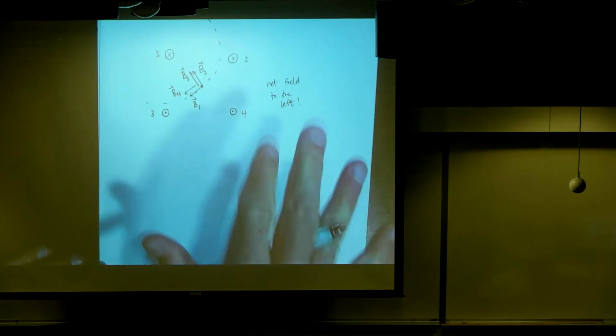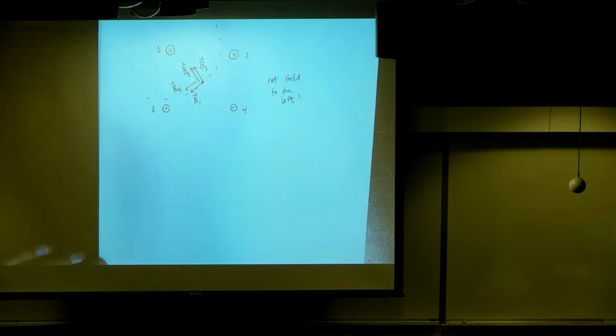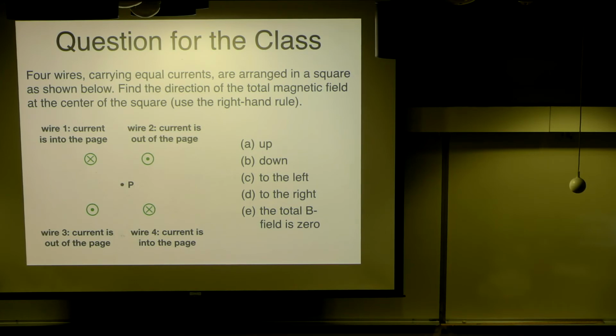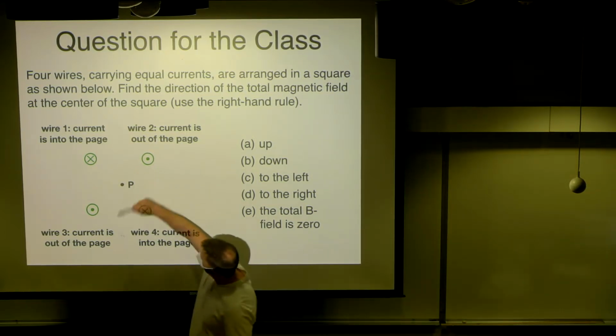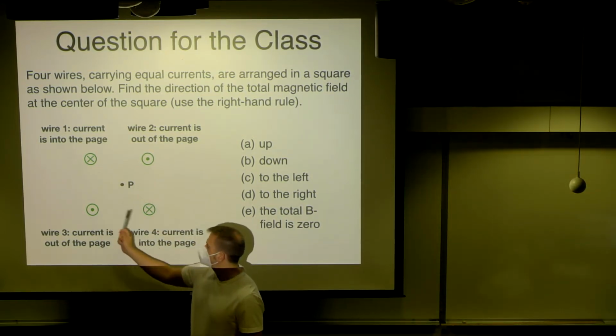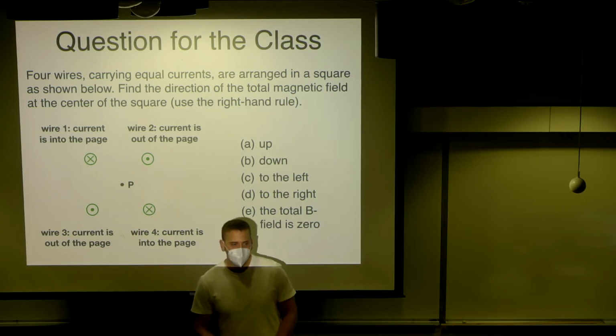Okay? Clear on that? Good. All right, so let's do another one. Four currents, but I've switched some of the directions around. Now number 1, into the page, number 2, out of the page, number 3, out of the page, number 4, into the page.